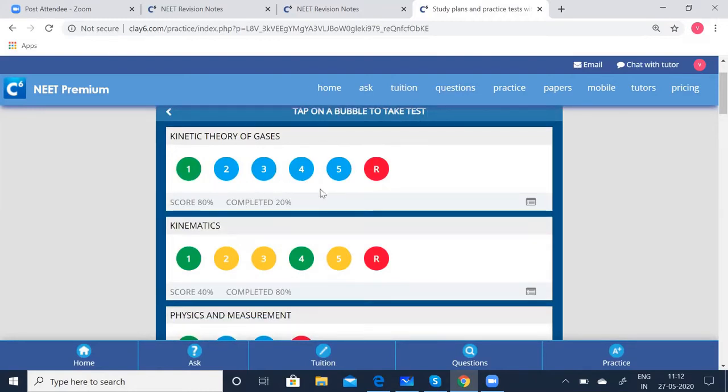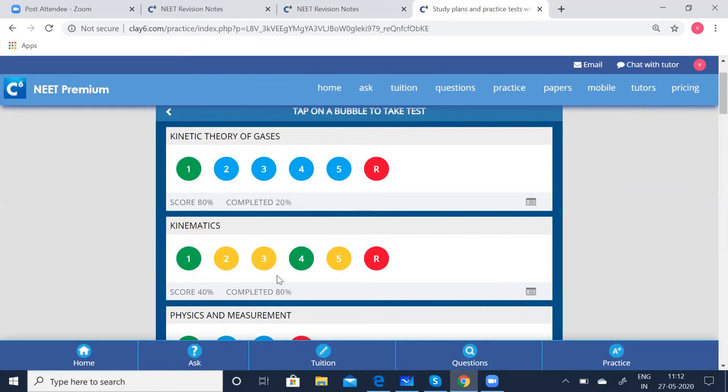The blue bubble says you have not taken the test. The green bubble says you have attempted the test, but even if you have attempted, you can take it any number of times until you are thorough with your concepts and you are happy with your results. Until then, you can take the test. The red bubble says it is a random test, and the yellow bubble says it is an incomplete test, which you have to complete.